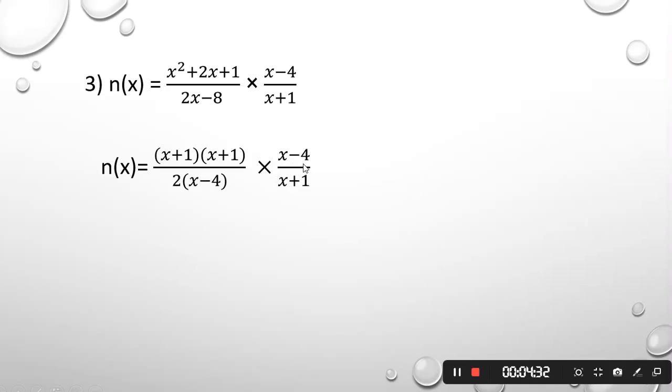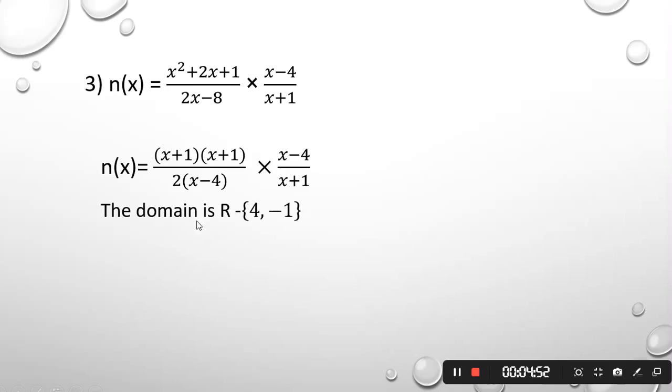Remember that we find the domain before cancelling any common factor. My second step is to find the domain. Looking at the denominators, here x is not 4 and there x is not negative 1. So the domain equals R minus {4, negative 1}.